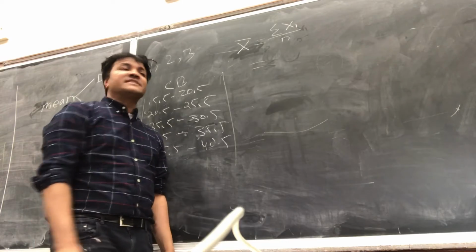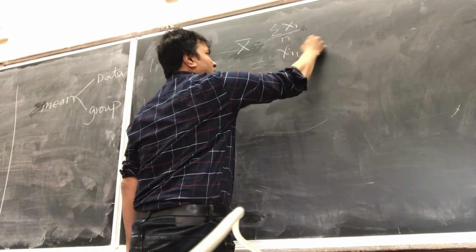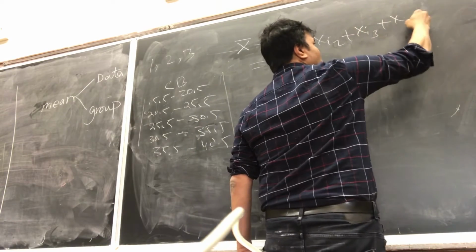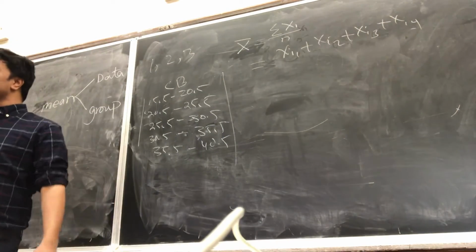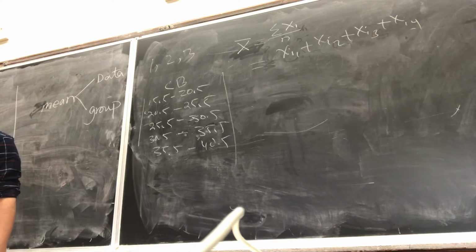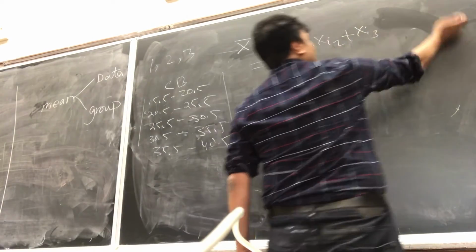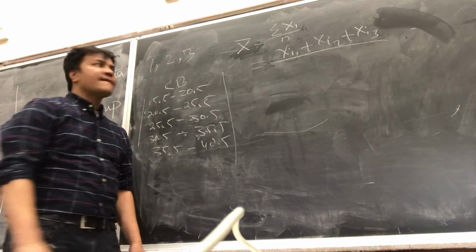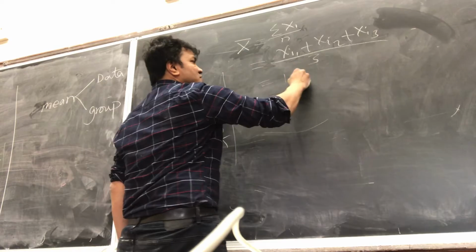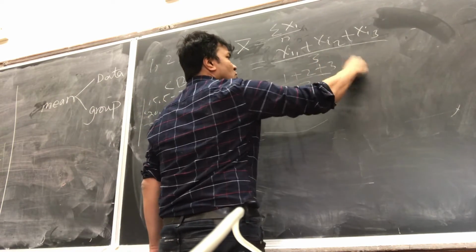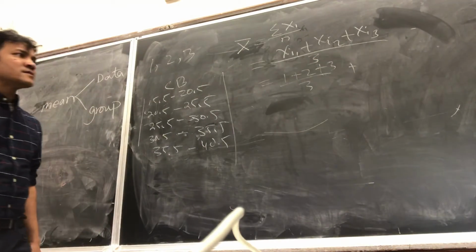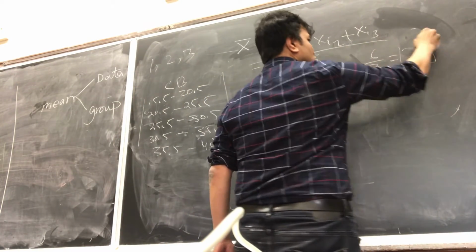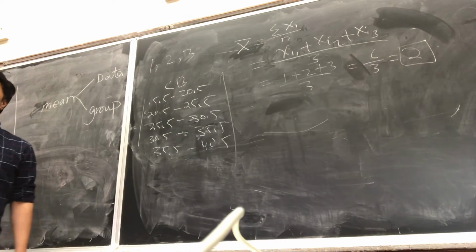So let's get familiar with the notation that we have: xi1 plus xi2 plus xi3 plus xi4. Why did I write xi4? xi4 doesn't exist. Does it? It does not. What is n? N is 3. So 1 plus 2 plus 3 over 3. 1 plus 2 plus 3 is how much? 6. 6 over 3 is 2. Very nice. This is the mean.